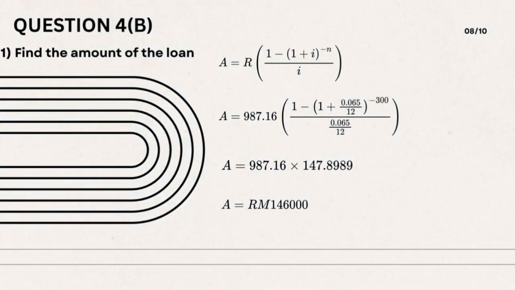Thank you. For question B, number 1, using the present value annuity formula, we substitute the monthly payment of RM 987.16, monthly interest rate of 6.5% divided by 12, and 300 monthly payments. The calculated annuity factor is 187.8989, and multiplying it by RM 987.16 gives RM 146,000. Therefore, the loan amount is RM 146,000.